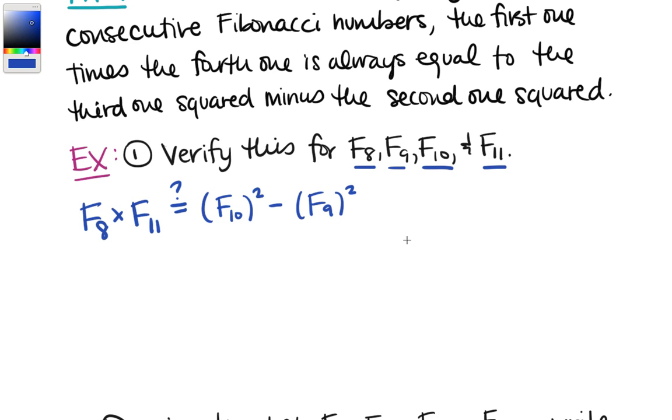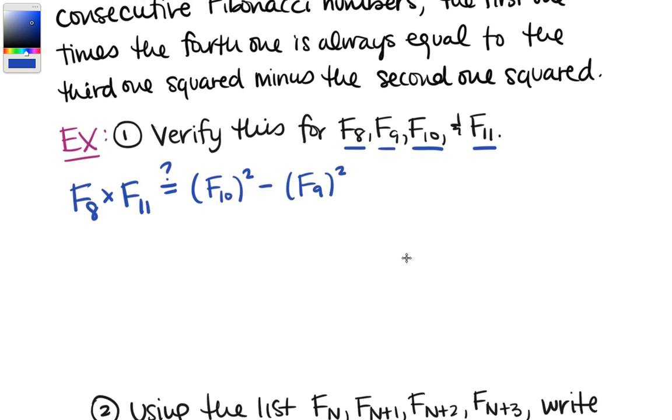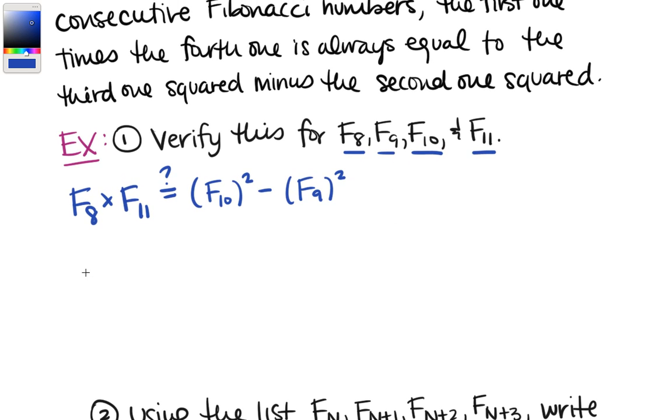Okay, so let's remember what our Fibonacci numbers are. We need to go all the way out to 11. So we've got 1, 1, 2, 3, 5, 8, 13, 21, 34, 55, 89, and I believe that is the 11th one. Let's double check. 1, 2, 3, 4, 5, 6, 7, 8, 9, 10, 11. Okay, so what we want to do is check F8 times F11. And here is F11. And 10, 9, 8, here is F8.